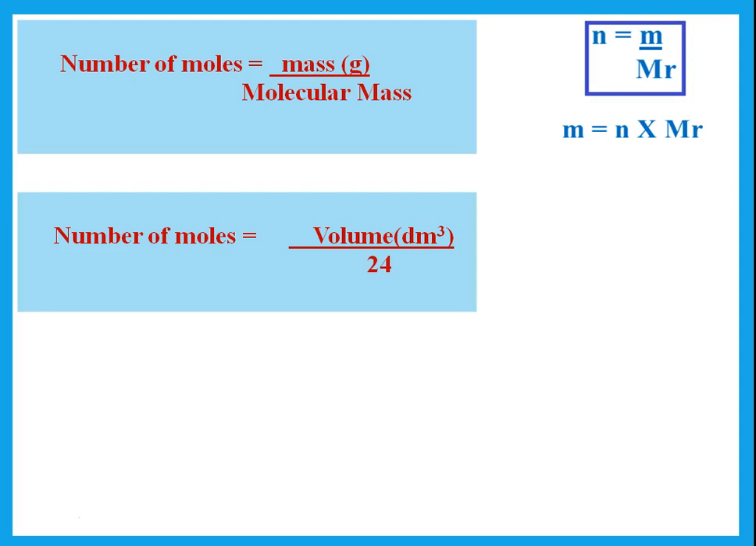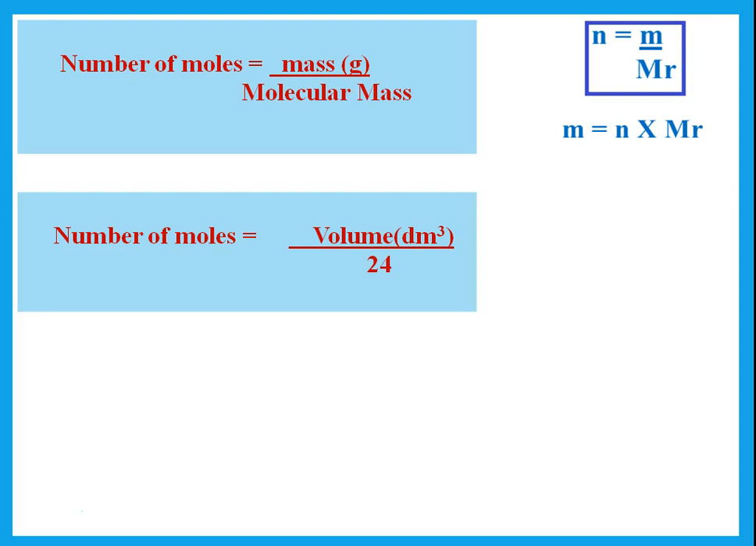But sometimes we don't have mass in grams. Sometimes he talks about gases and he gives volume of a gas. Now, if I want the number of moles from volume of a gas, it is the volume over 24. 24 is something constant. This is because 1 mole of a gas has a volume of 24. So if I have a certain volume, then I divide by 24 to get the number of moles. Remember that this equation works using a volume in decimeter cubed. You understand decimeter cubed? Okay.